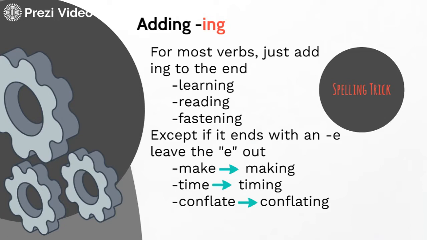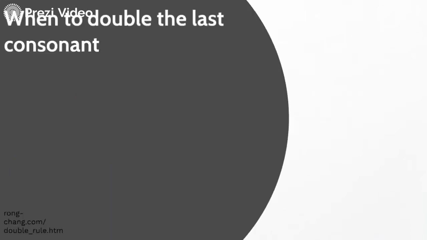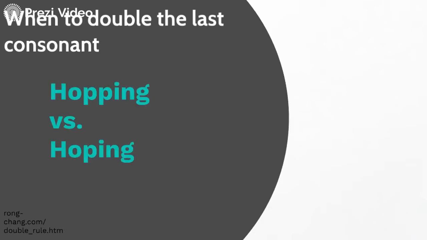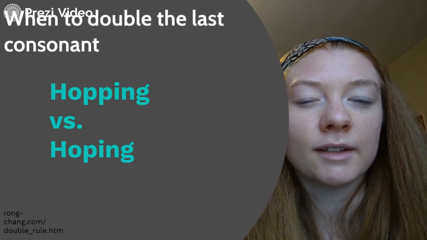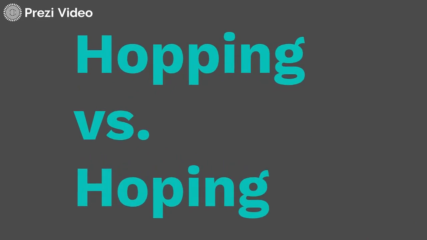So, let's talk about a little spelling trick. Sometimes we double that last consonant in the verb when we add the ing. This is what I like to call the hopping versus hoping. There's a big difference between those two words, so let's take a closer look. When you have two P's or two consonants, it kind of softens a vowel. So when you have hopping, you've got a soft O and you've got two P's kind of cushioning that O so that it makes a soft sound. So this is really a question of pronunciation.